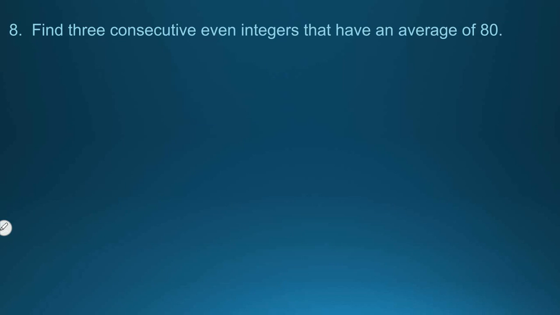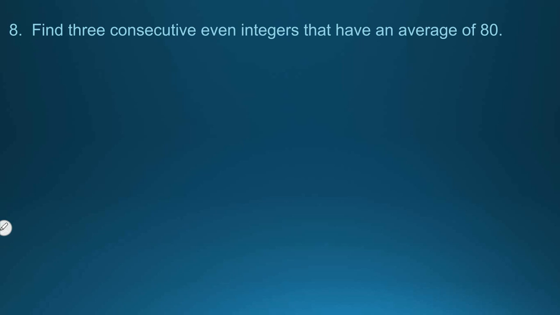Jumping to number 8. Find 3 consecutive even integers now with an average of 80. So hopefully you remember that calculating an average is adding all the numbers together and dividing by the number of numbers you added together. Okay, so when a teacher calculates your average of all your tests, they add up all those test grades divided by the number of tests that you took.